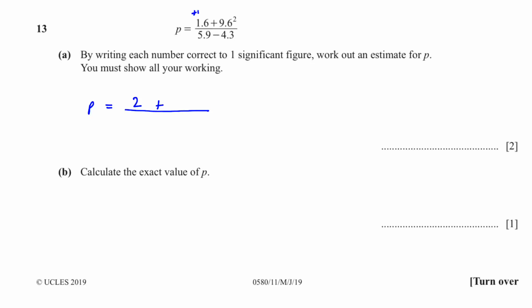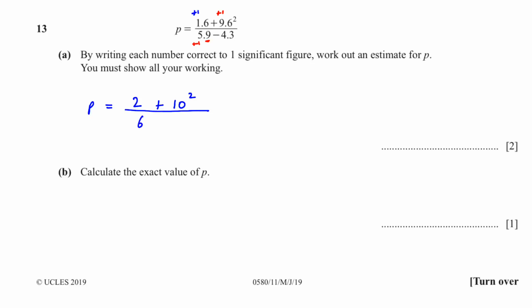In the second number, we have 9.6. Again, the number is more than 5. So we are going to add 1 to 9. And that will give us 10 square. And this one, again, we have more than 5. So 5 plus 1, 6.